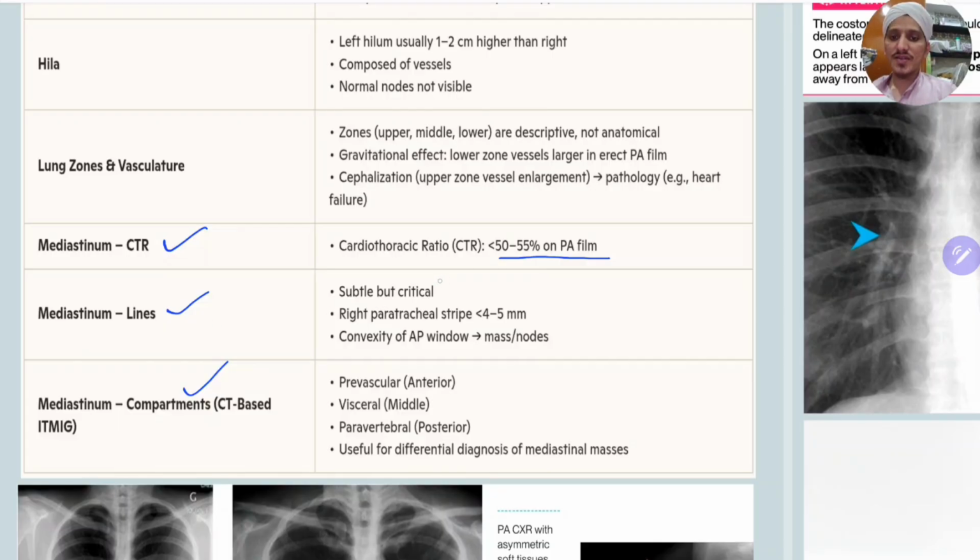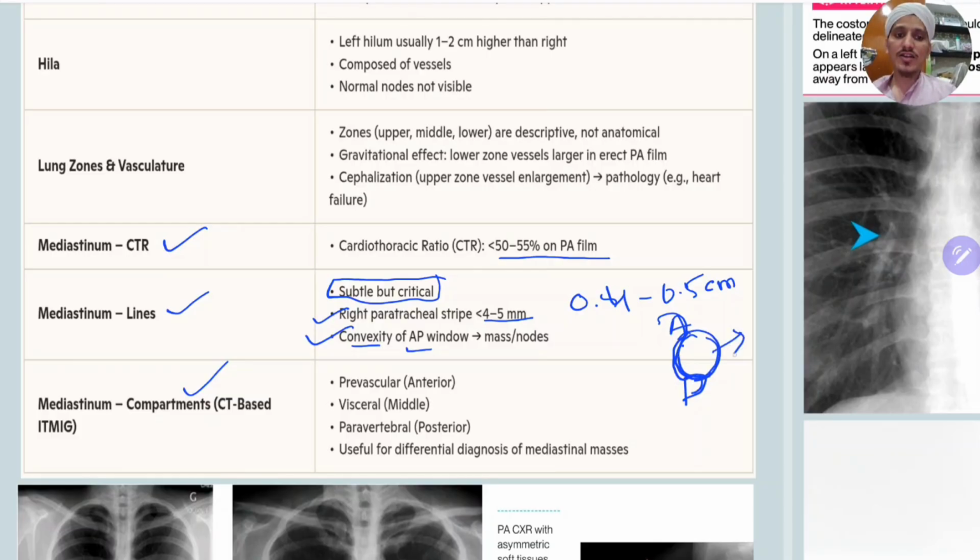The lines are subtle, meaning they are very minute changes, but they are very critical. There is something called the right paratracheal stripe. We'll discuss it in the images. It is less than 4 to 5 mm, that is 0.4 to 0.5 centimeter, in width. It is on the right side. On the left side, we should see the concavity of the aortopulmonary window. Above will be the aorta, below will be the pulmonary artery. This is normally concave, and I will show it in the chest X-ray. If it becomes convex, then it indicates some nodal enlargement or some mass in that area. So these things we'll see.